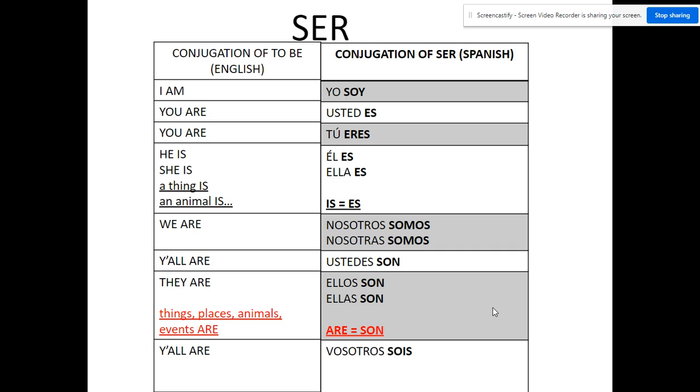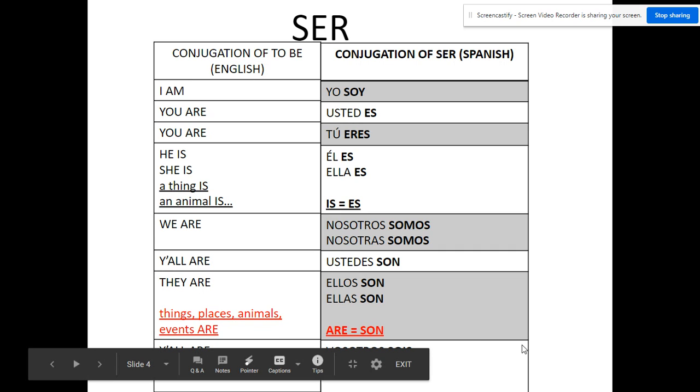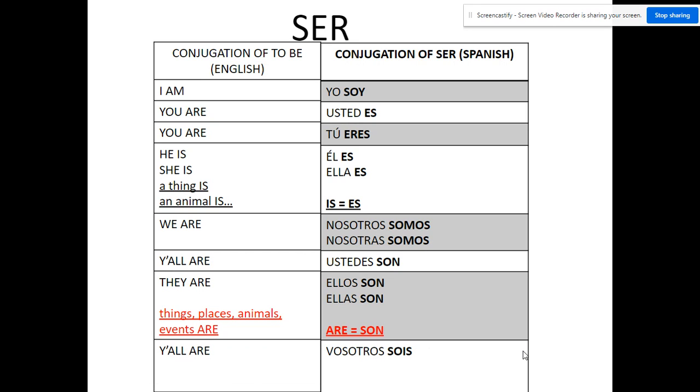And the last one, that is the one that they use in Spain. We're not going to use it here in class, but I tell you the information. So yo are, if it is in Spain, yo is vosotros, and are is going to be sois.